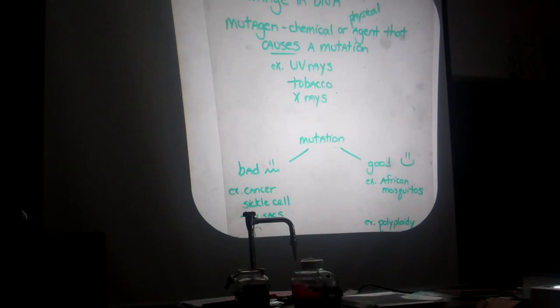What causes a mutation? Something called mutagens. And there's a bunch of them. Mutagens are chemical or physical agents that cause a mutation. And I listed a couple there. We talked about these a little yesterday. UV rays, tobacco, X-rays, that kind of stuff. Okay, so those are things that over time will cause little changes in your DNA, and it really only becomes a problem after many of those mutations kind of accumulate in your DNA.